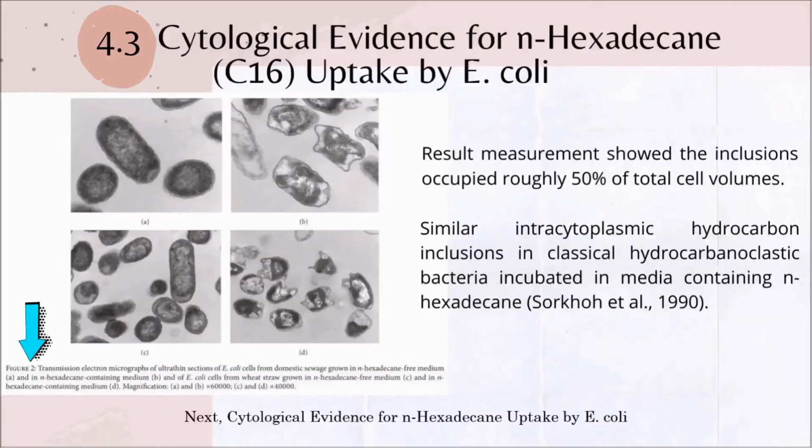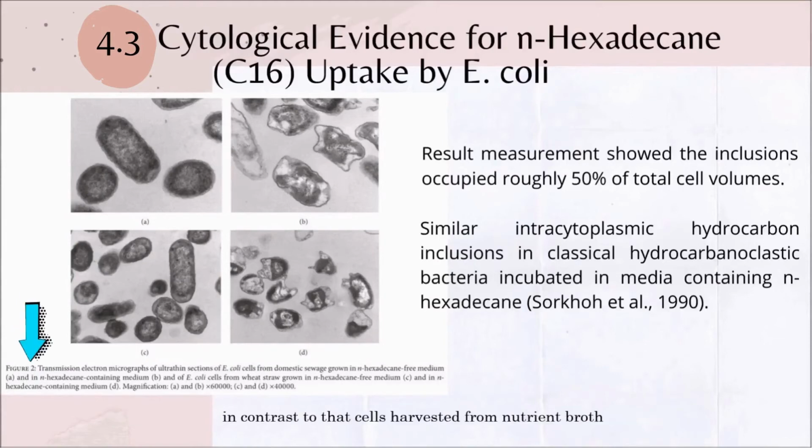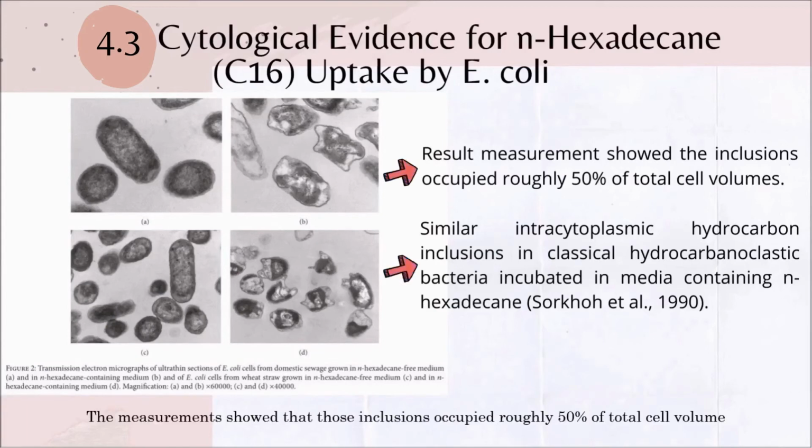Next, cytological evidence for N-hexadecane uptake by E. coli. The EM image in Figure 2 shows that the cell cytoplasm of hydrocarbon incubated cells, in contrast to cells harvested from nutrient broth, was enriched with less electron-dense areas of varying dimensions. The measurements showed that those inclusions occupied roughly 50% of the total cell volume.